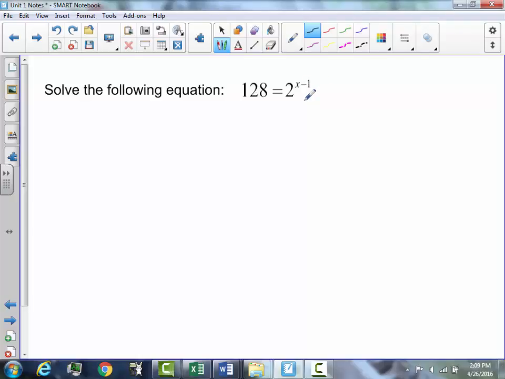You want to get x by itself, right? That's usually what we try to do. How in the world do you get x by itself when x is sitting up top here? And you already know how to do this.